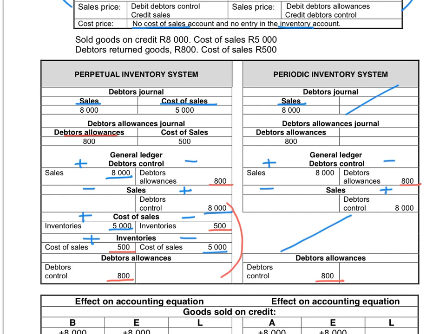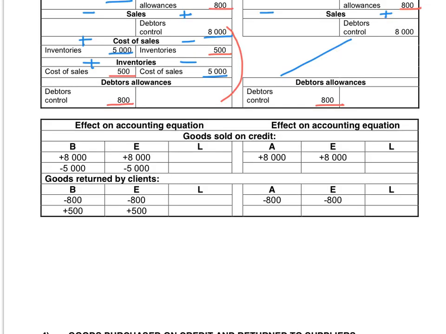No entry in the periodic inventory system. In the accounting equation for the goods sold on credit, you will complete two double entries in the perpetual system. Debtors control is debited to increase assets. Sales is credited to increase equity. The same entry will be completed in the periodic inventory system. The second double entry will not be completed in the periodic system because you don't record cost of sales and inventory during the year.